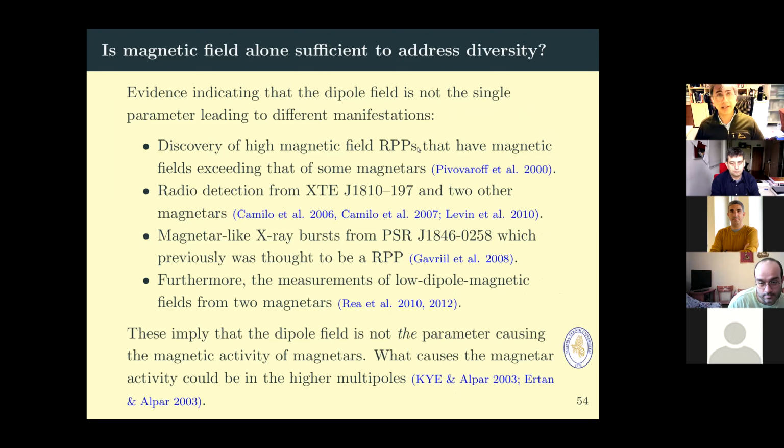Now, on the other hand, is this magnetic field alone sufficient to address the diversity of these objects? Well, there is evidence that the dipole field is not the single parameter leading to different manifestations. First of all, we observe low magnetic field magnetars. We observe radio emission from magnetars. Well, and we observe some rotationally powered pulsars to exhibit magnetar activity. So it is just implying that the higher multipoles of these objects could be important.